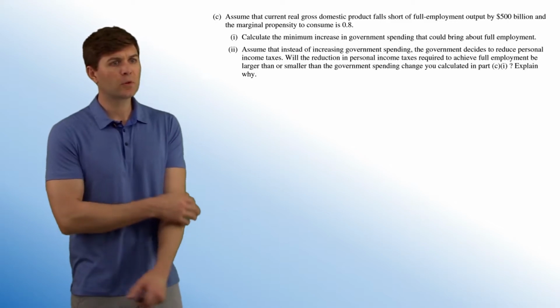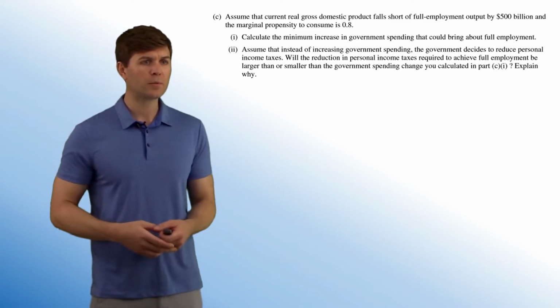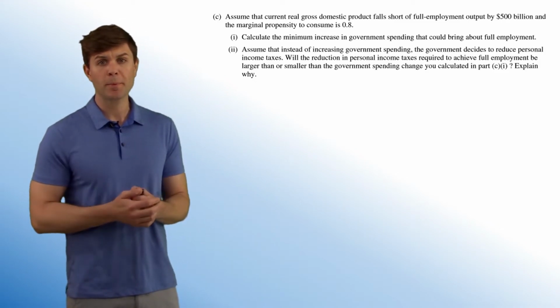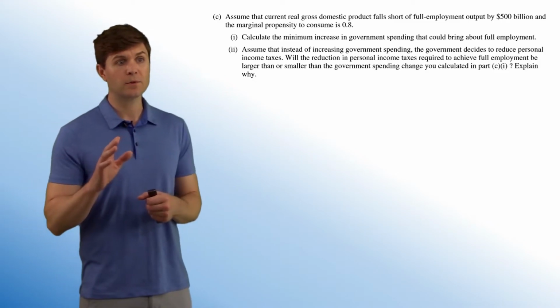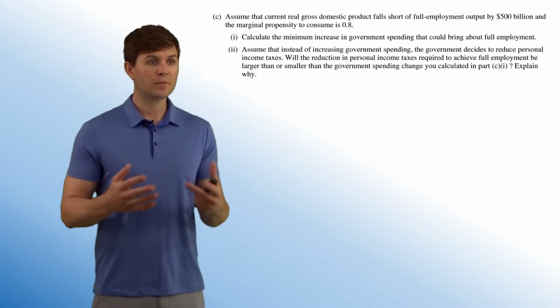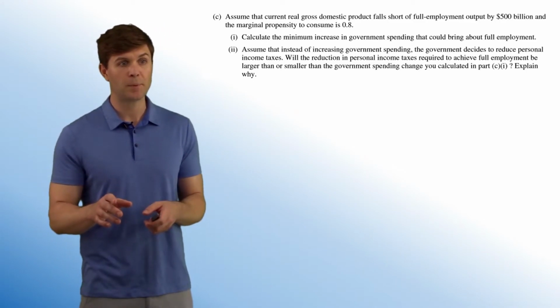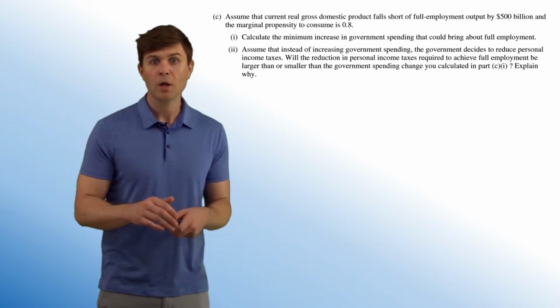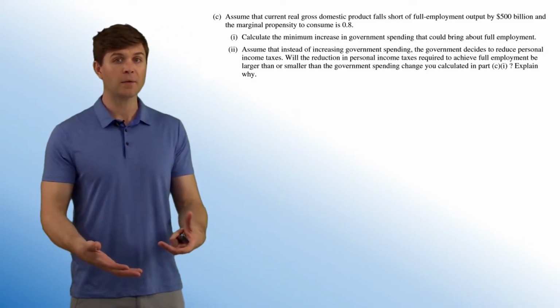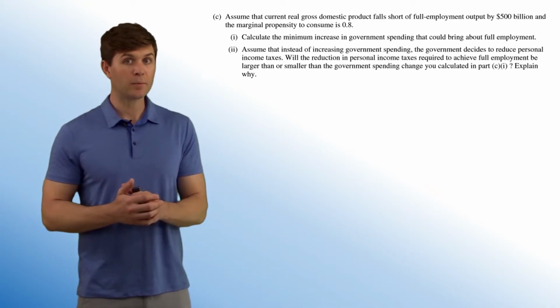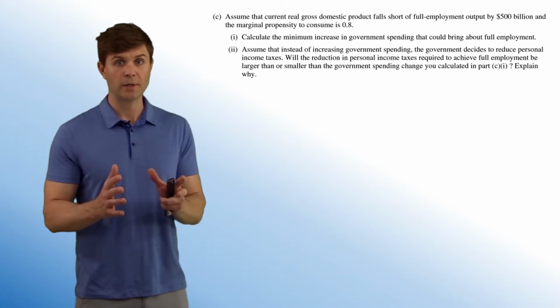All right, part C. Assume that the current real gross domestic product falls short of full employment output by $500 billion and the marginal propensity to consume is 0.8. All right, so they set it up. Now they want us to calculate the maximum or minimum increase in government spending that could bring about full employment. So how much do they actually have to spend, taking the MPC into consideration, to get us out of this $500 billion recessionary gap?